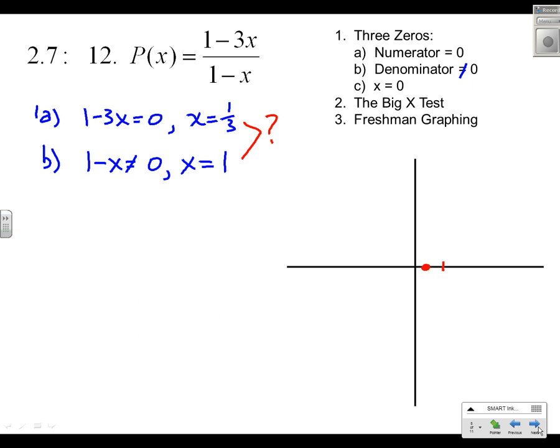So if x cannot be 1, at 1 I've got a vertical asymptote. My graph can't touch that.